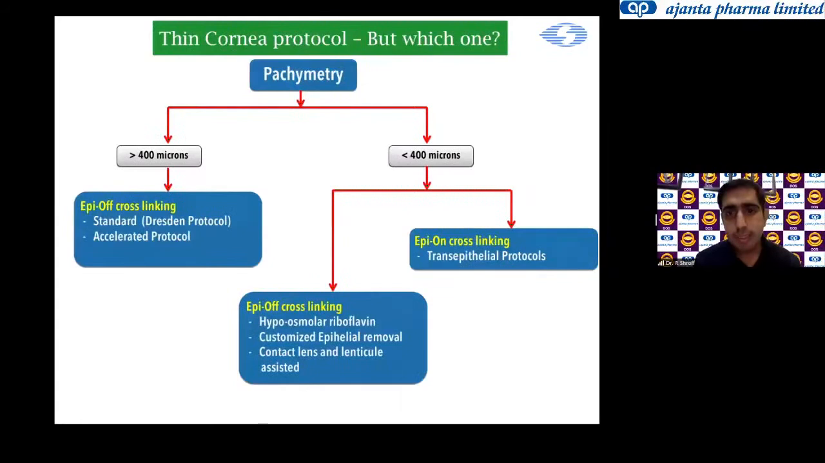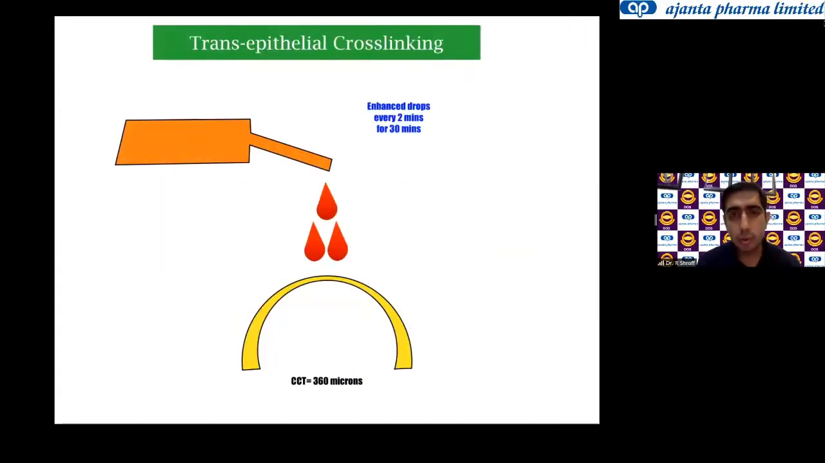So when you get this kind of pachymetry and the patient presents like this, you're left with options of either epi-on cross-linking like the transepithelial procedure, or epi-off cross-linking like using hypoosmolar riboflavin, customized epithelial removal, or contact lens and lenticule-assisted procedures. So I'll go one by one, and then come to what we actually did in this case.